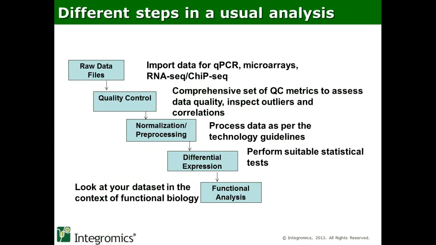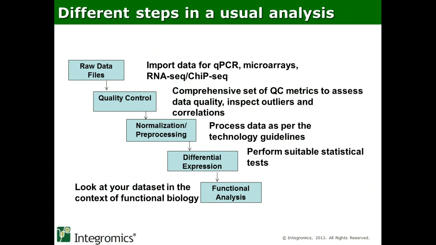If we look at the different steps that we would see in one of these analyses, once we have collected the raw files, this can be qPCR, microarray, or RNA-seq in the case of expression analysis, or ChIP-seq. We would have these raw data files. We would want to go through a quality control process in which we make sure that the data we have is correct, in order to make sure that any conclusions we might obtain are also valid.